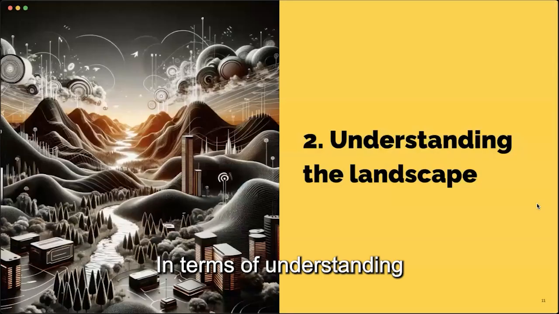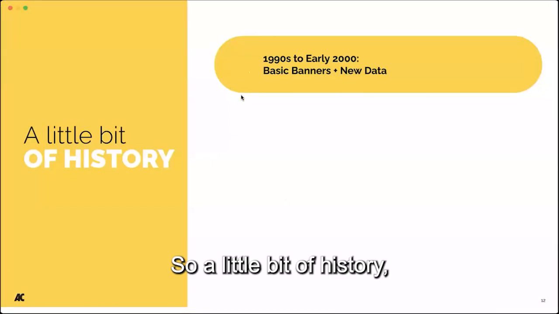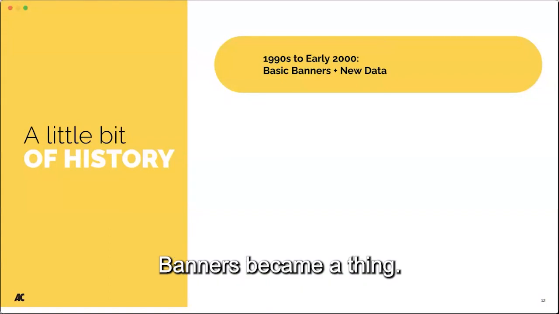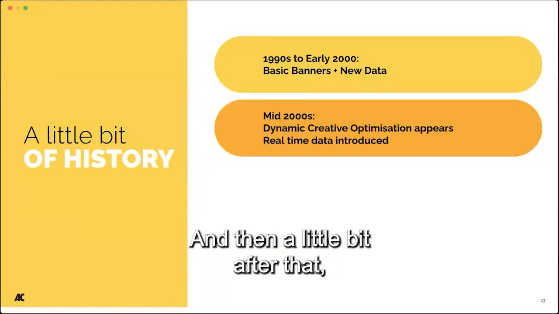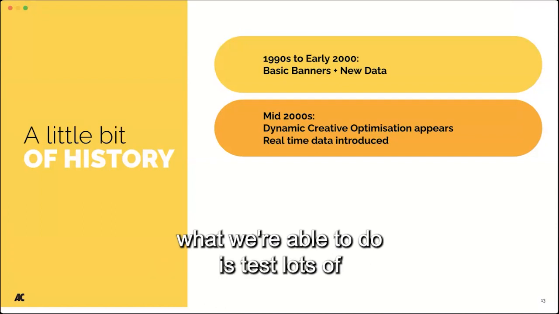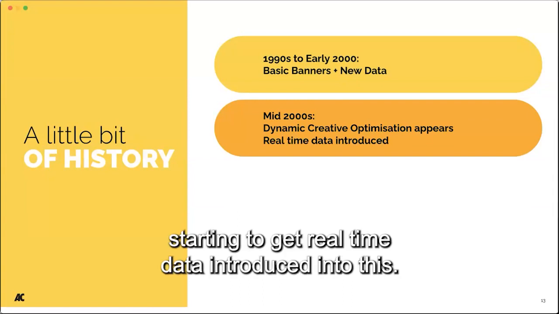In terms of understanding the live optimization landscape, a little bit of history for those of you who don't know: back in the early 2000s, banners became a thing, very, very basic. And new data started to emerge around user behavior online. And then a little bit after that, we saw the practice of DCO appear, where we're able to test lots of different variations of an ad. And then real-time data started to be introduced into this.